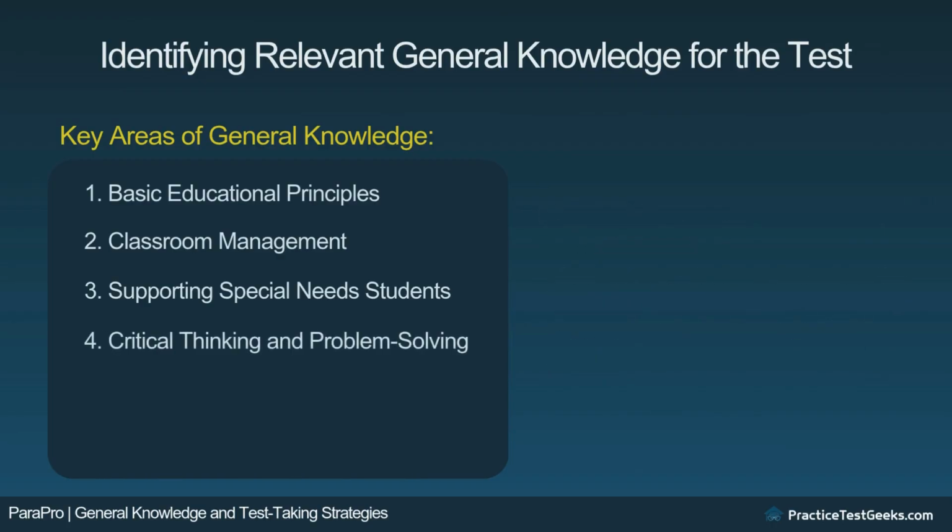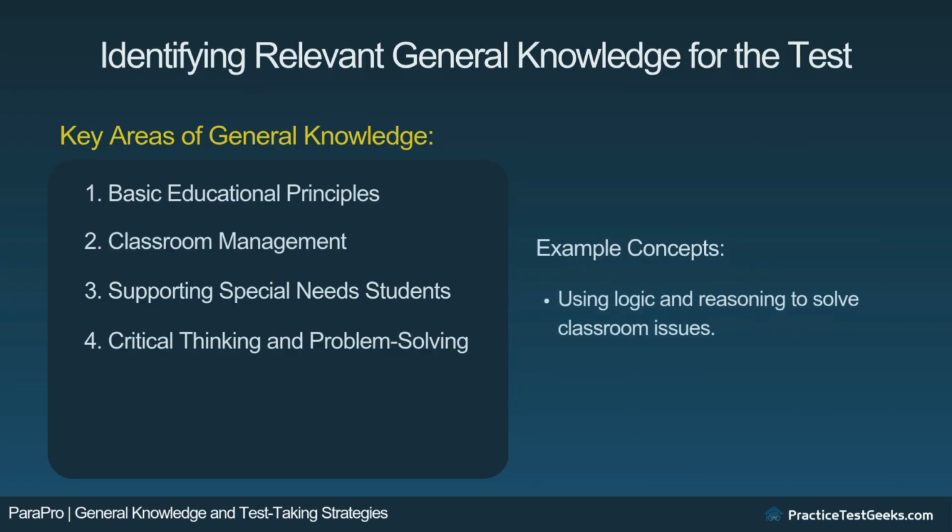4. Critical thinking and problem solving. The ability to analyze situations, think critically, and make informed decisions is important in any educational environment. Example concepts: using logic and reasoning to solve classroom issues. Making sound decisions based on data and observation.